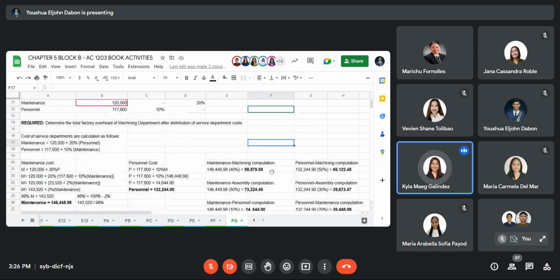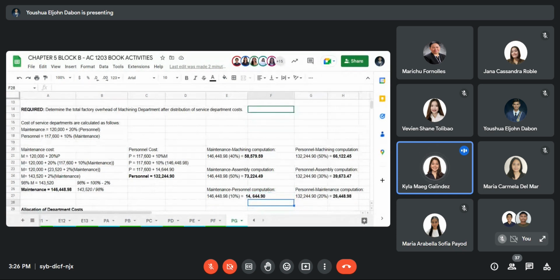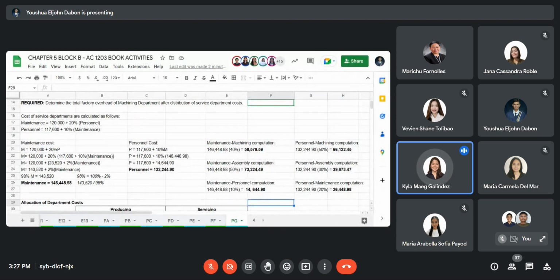So the requirement for this activity: determine the total factory overhead of machining department after distribution of service department costs. To calculate the cost of service departments, for maintenance, it is equal to 120,000 plus 20% times personnel. And for personnel, it is equal to 117,600 plus 10% times maintenance.